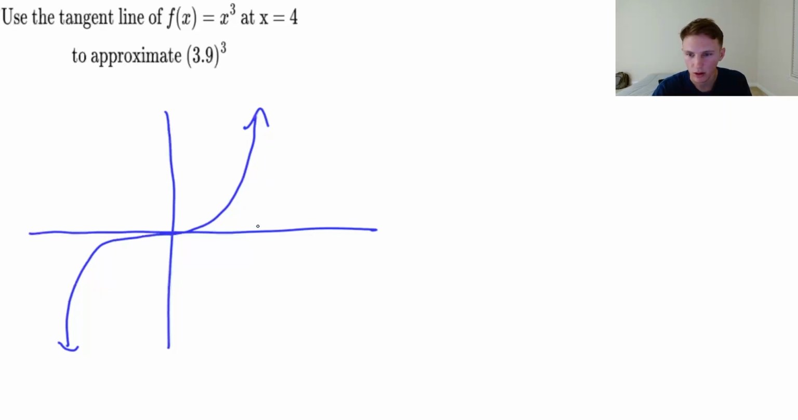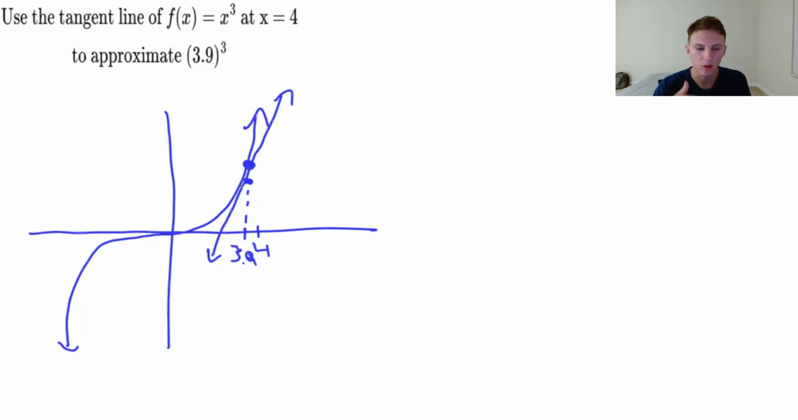So the logic behind this is we have this point at 4, and there'll be a tangent line. That basically will be tangent to the curve at 4. And then if we go to 3.9 on this line, which will be right here, as you see, since it's close to where it intersected the curve, it's also going to be very close to where it corresponds to on the graph of x cubed.